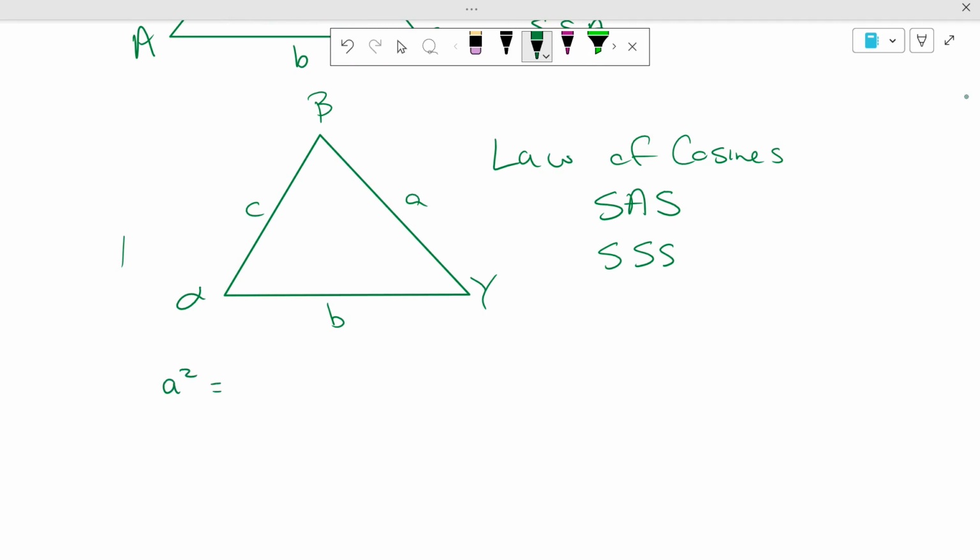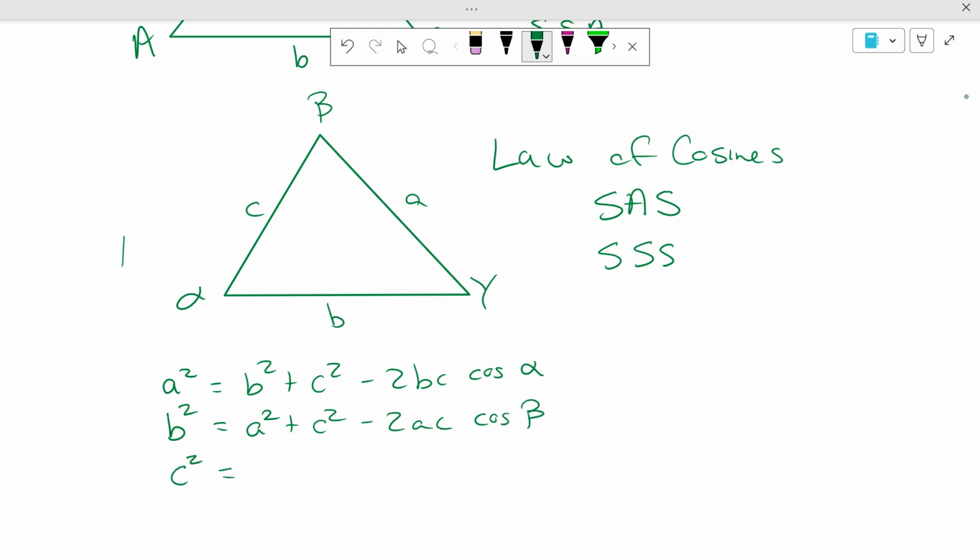A squared equals B squared plus C squared minus 2BC cosine of alpha. Or else B squared equals A squared plus C squared minus 2AC cosine of beta. Or C squared equals A squared plus B squared minus 2AB cosine of gamma. Those are our three law of cosines.